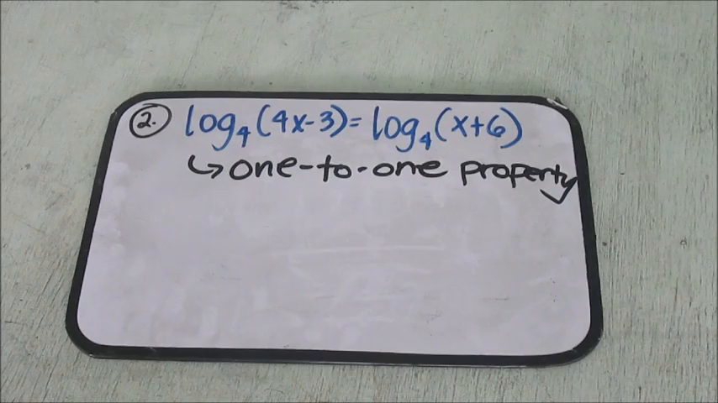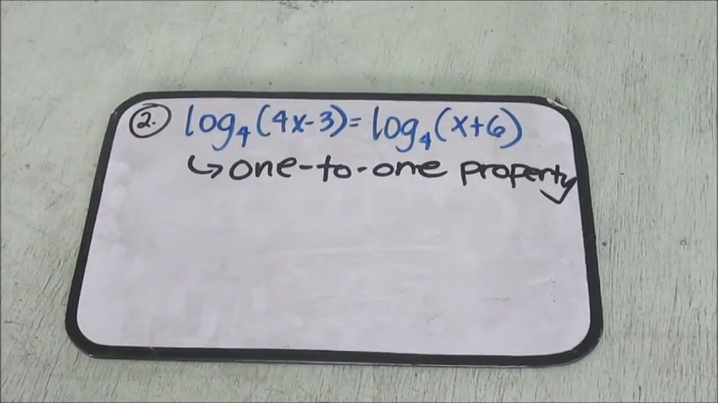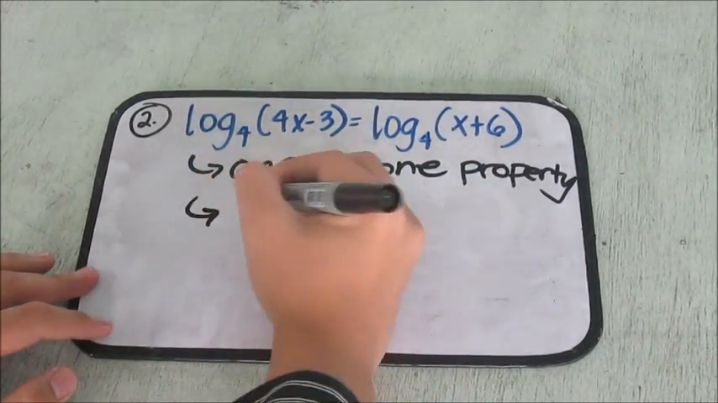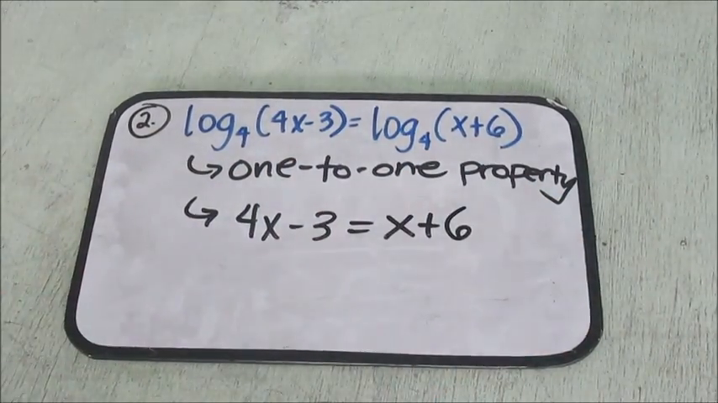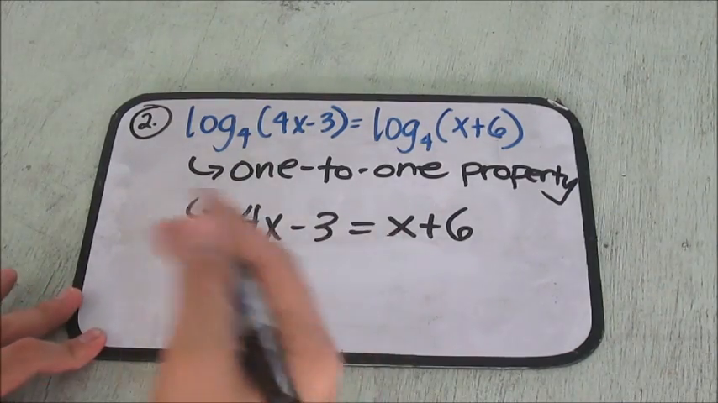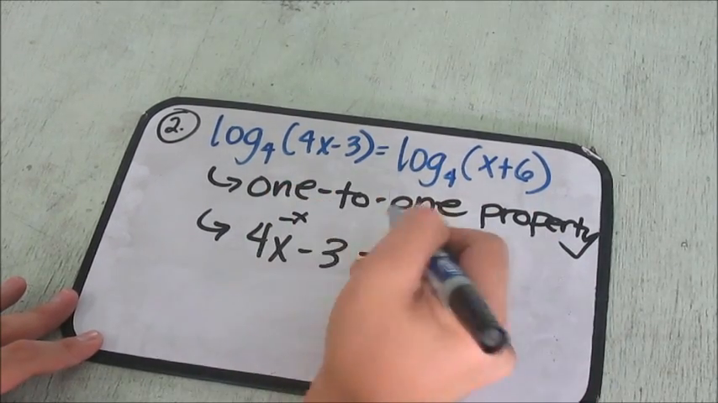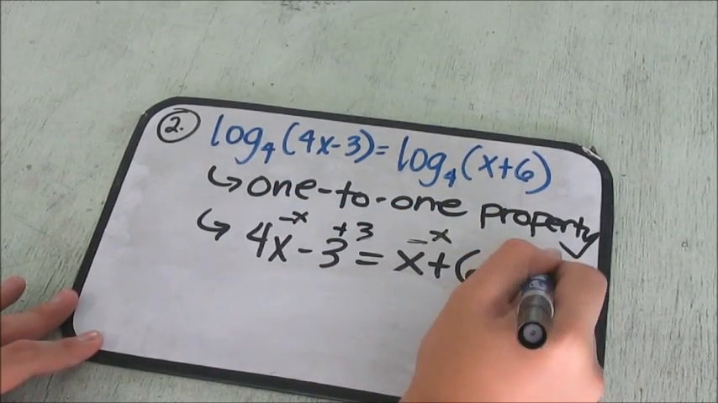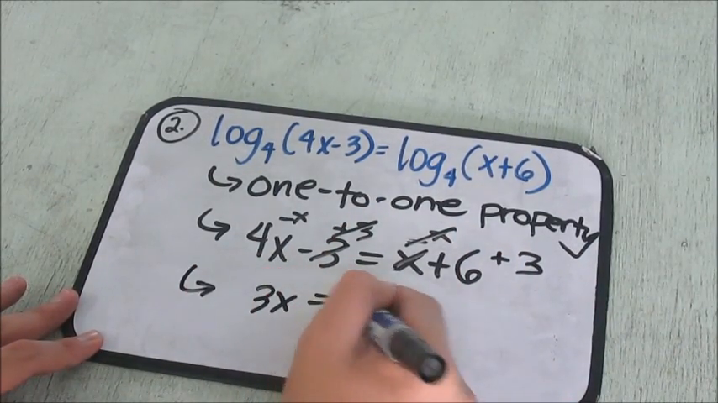With that, we can just equate the inside of the logarithm, which is 4x minus 3 and x plus 6, to each other. So we will arrive at 4x minus 3 is equal to x plus 6. After that, we can already find the value of x. So what are we going to do next? We will transpose values. We will subtract x from both sides, and then add 3 to both sides. And then we will come up with 3x equals 9.